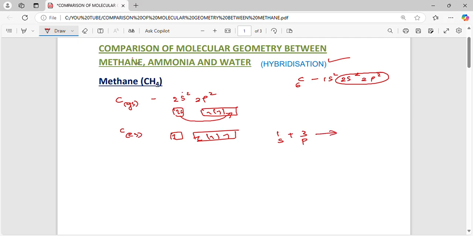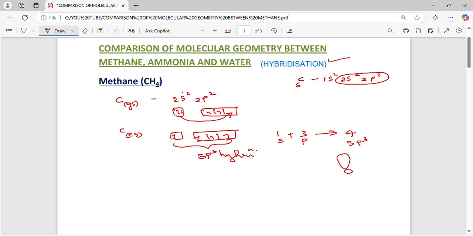They hybridize to form 4 hybridized orbitals. So the name of the hybridization is sp3. Why? Because 1 s and 3 p orbitals are participating. This is how we represent sp3 hybridization with 4 hybridized orbitals, and the hybridized orbitals have equal symmetry and energy.